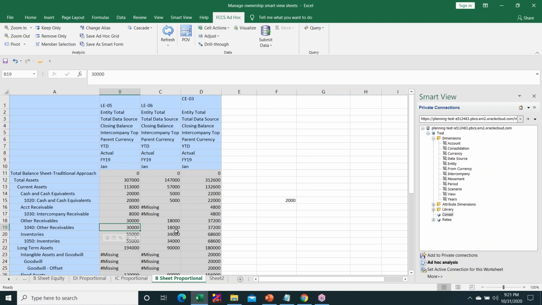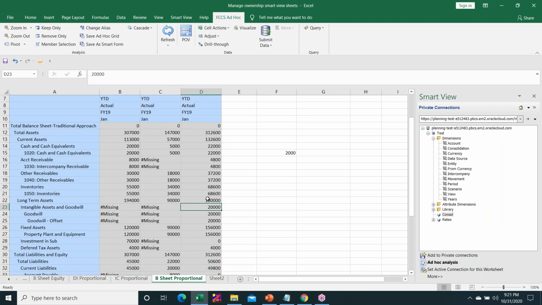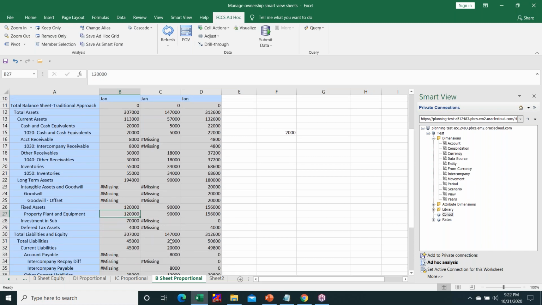Into other receivable, this also gets calculated. This amount is increased by 40%. The inventory amount is also increased by 40%. The goodwill amount is calculated in the same manner as we calculated under the equity method of consolidation. So this 20,000 is coming in the proportional method of consolidation as well. The property, plant and equipment is 1,20,000 of the parent company and 40% of the legal entity in which we have taken the acquisition.